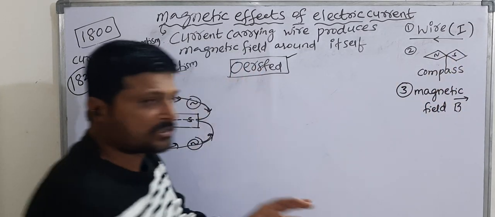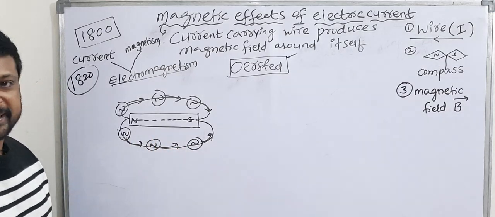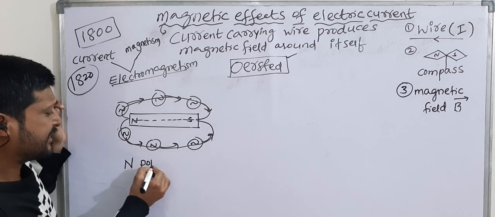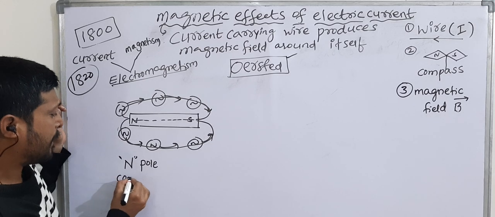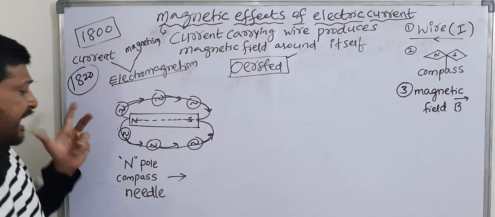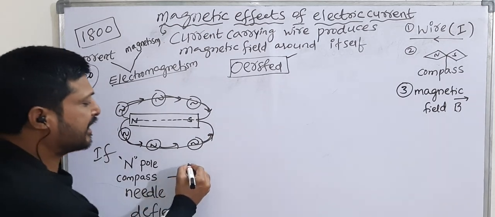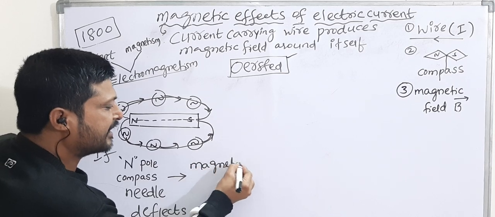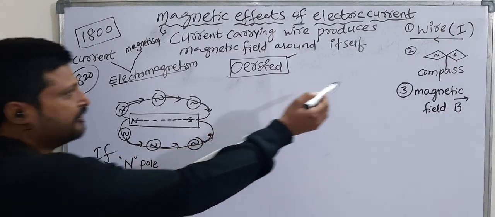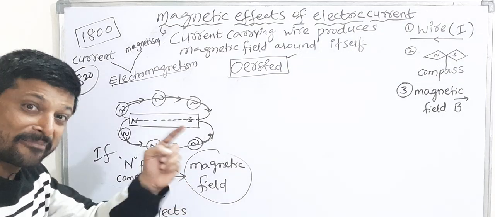Actually, the compass has two poles. For our understanding purpose, I simply drew one pole, the north pole. But we cannot separate the poles. N means north, the north pole of the compass needle. If the north pole of the compass needle deflects, definitely a magnetic field is there. This is the logic keyword for us. If the north pole of the magnetic compass needle deflects, a magnetic field is there at that point.